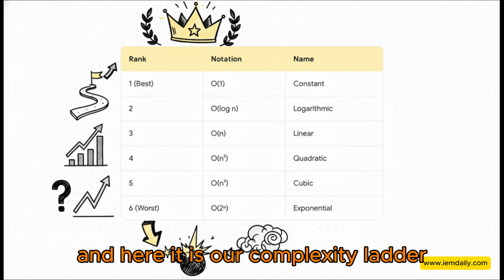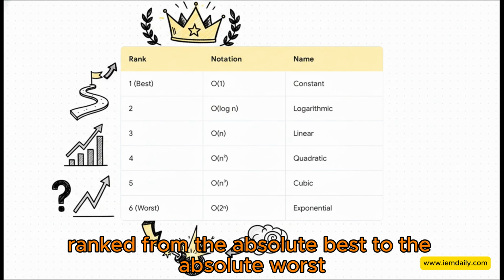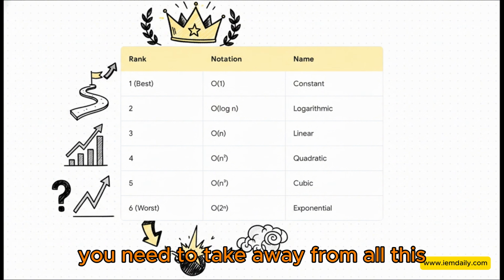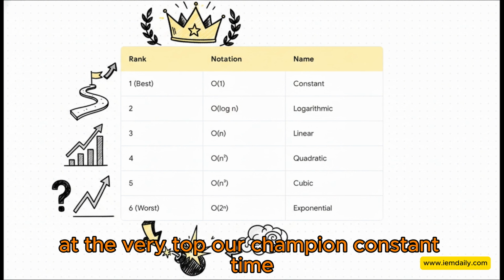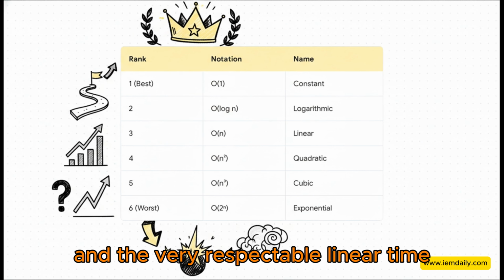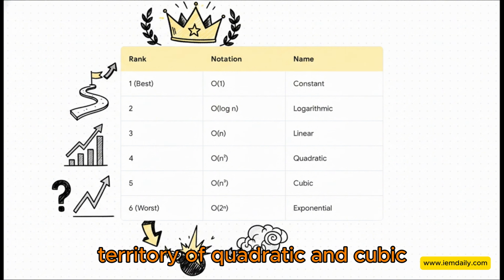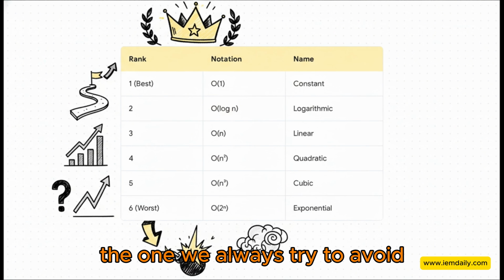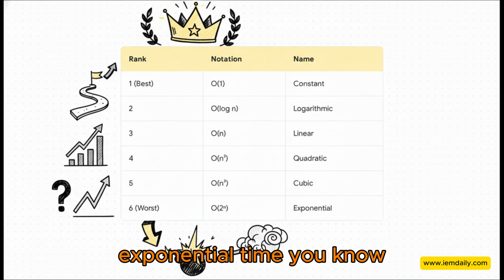And here it is, our complexity ladder, ranked from the absolute best to the absolute worst. This table is the mental model you need to take away from all this. At the very top, our champion, constant time. Right below it, the excellent logarithmic and the very respectable linear time. Then we start getting into the questionable territory of quadratic and cubic, and at the very, very bottom, the one we always try to avoid, exponential time.